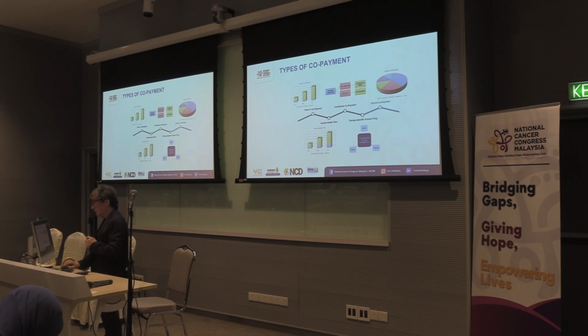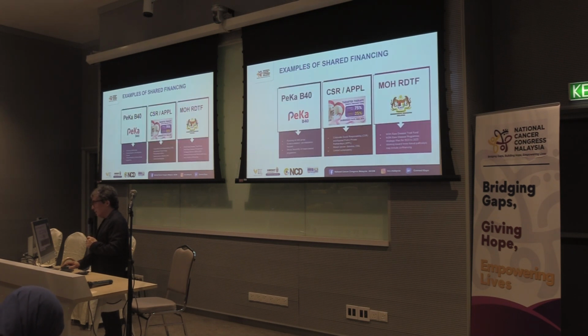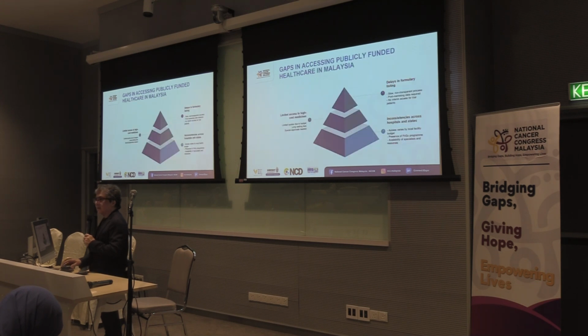I think the government should be given credit for all this. So all this shared financing is in fact benefiting a few classes. Of course, the most important is the B40, right? And then other classes as well. Despite that, there are still gaps in the overall system.